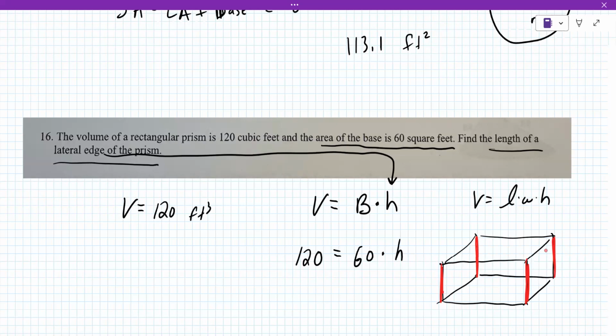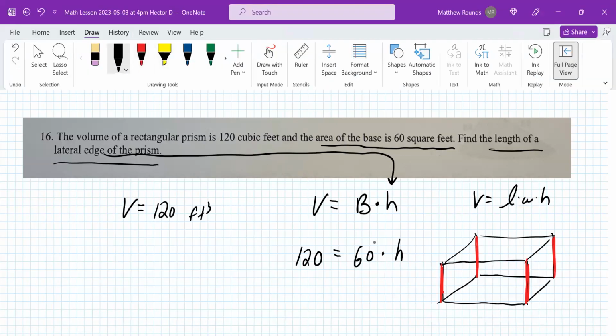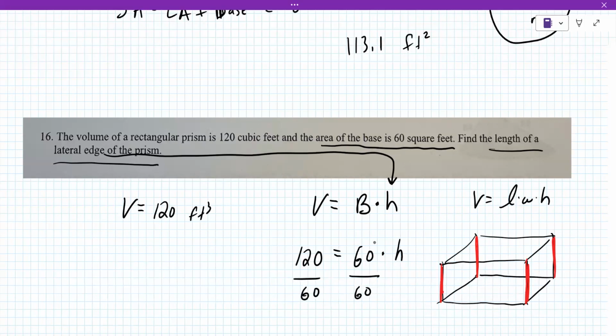So H is 60. No, base is 60. The area of the base is 60. H is dividing both sides after you divide both sides by 60. Oh, okay. So 60H. So H is 2.